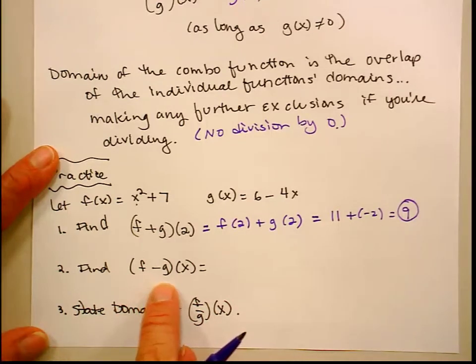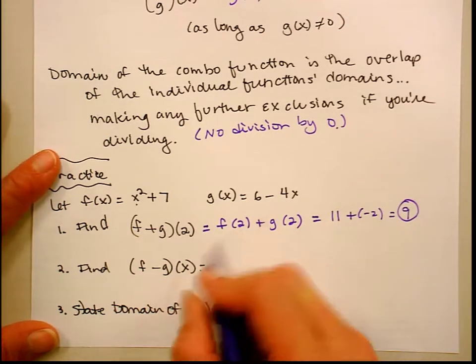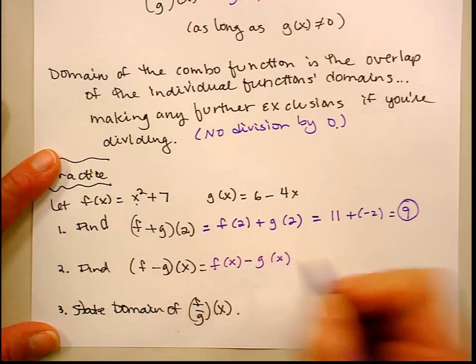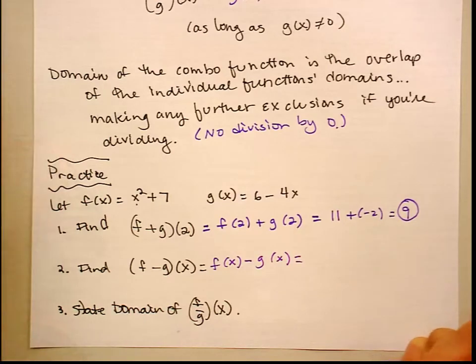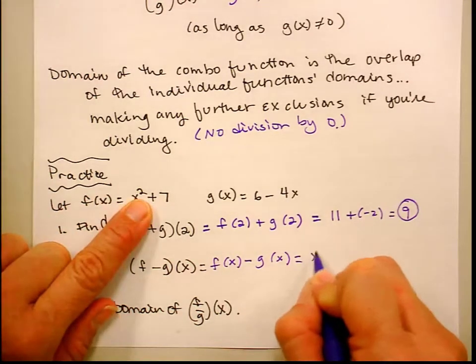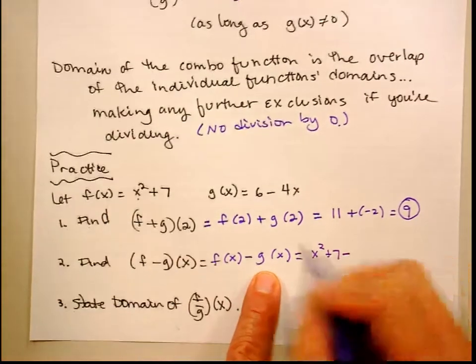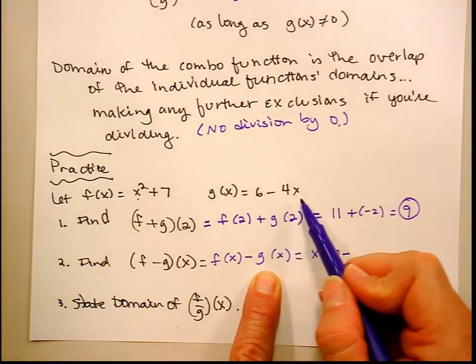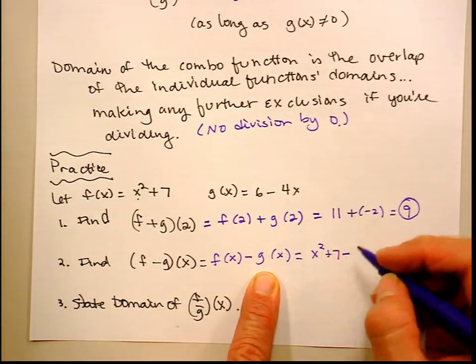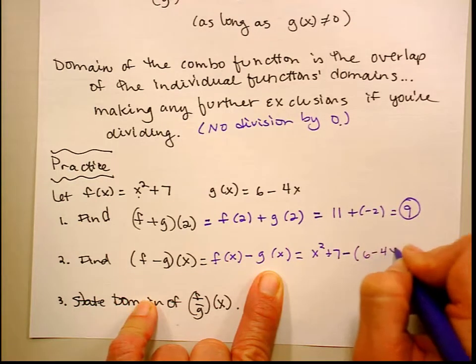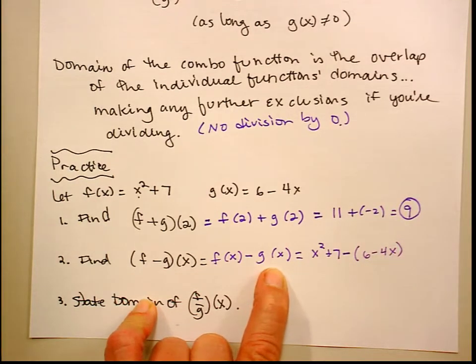F minus g of x. Now this one gets a little trickier. So f of x minus g of x. I don't have a number to plug in. Okay, so what I'm going to do is I just take f of x, so I'm going to copy it down, x squared plus 7, and then I'm subtracting off g of x. Now g of x, you'll notice, has more than one part, and I'm subtracting it. So I'm going to be careful and wrap it in some parentheses so that I don't make the mistake of not subtracting both parts.